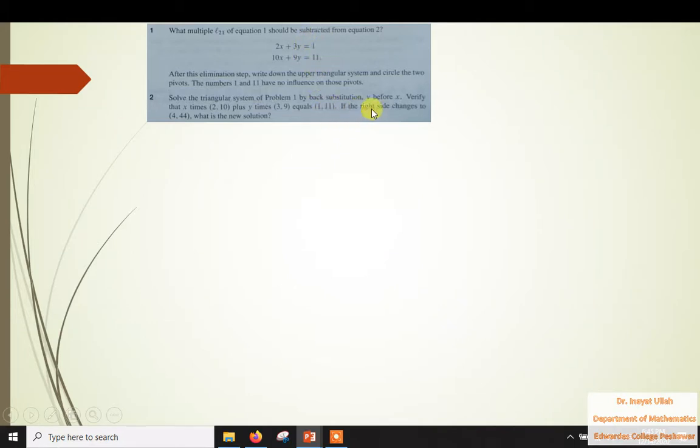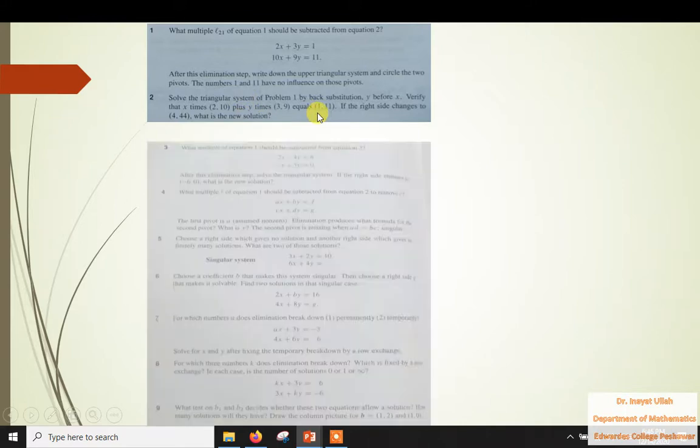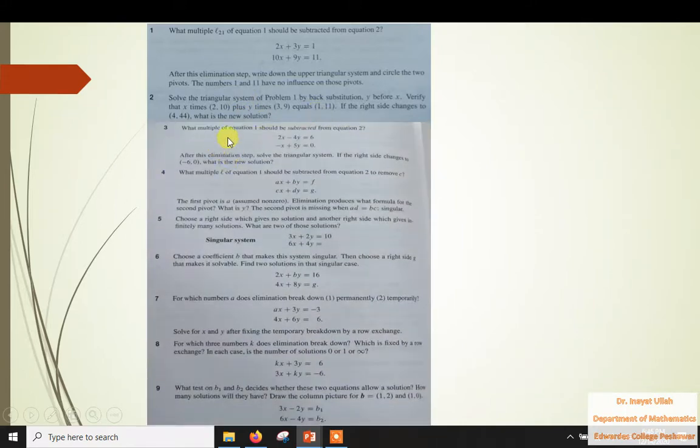If the right side changes to (4, 44), it means that 1 is multiplied by 4 and 11 is multiplied by 4, so we will get (4, 44). So it means that the solution which is obtained, the value of x and the value of y, should be multiplied by 4. So that is question 3. What multiple? That is the same question as this one.